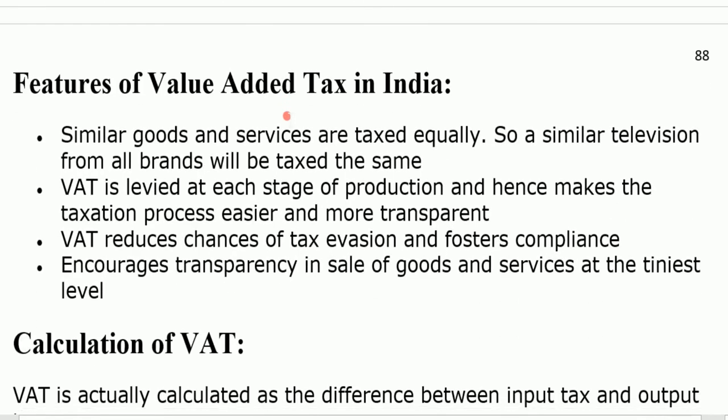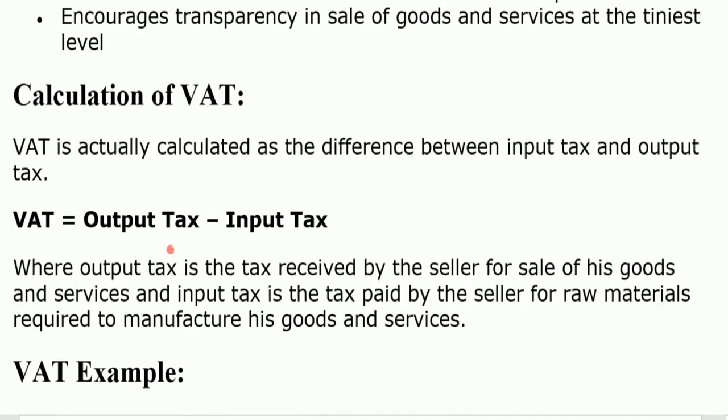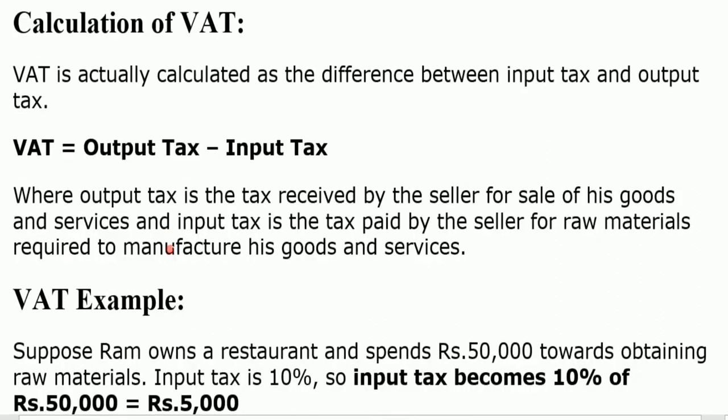Even VAT or GST, both are the same multi-stage tax system. Maybe the features of the value added tax system: goods and services are taxed equally. Okay, that is the same in GST. VAT is levied at each stage of production and hence makes the taxation process easier and more transparent. VAT reduces chances of tax evasion and fosters compliance. It encourages transparency in sales of goods and services at the tiniest level. Okay, these are the features.